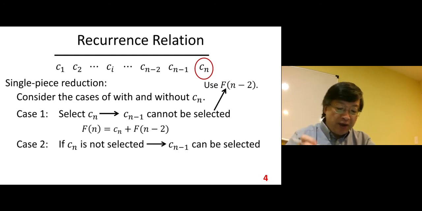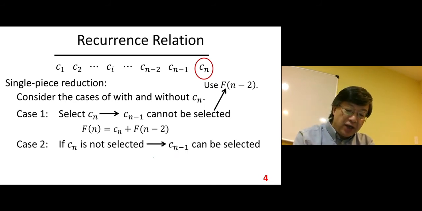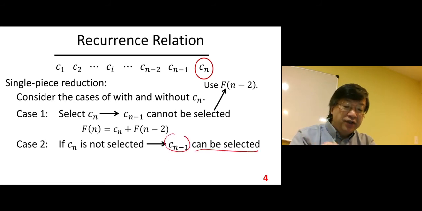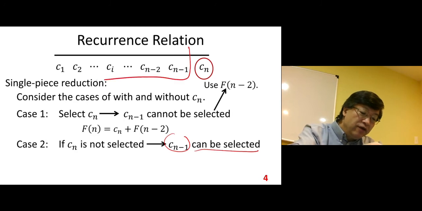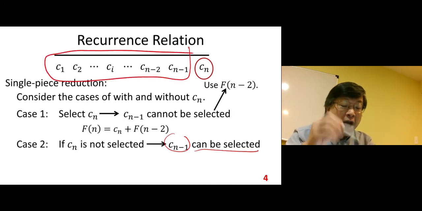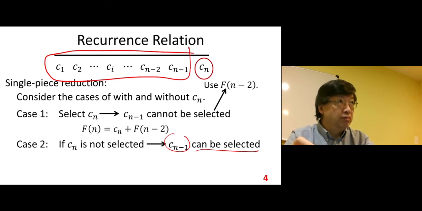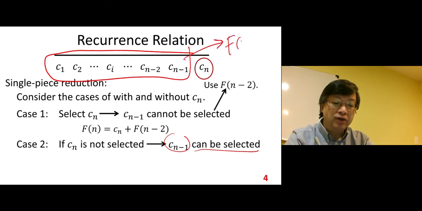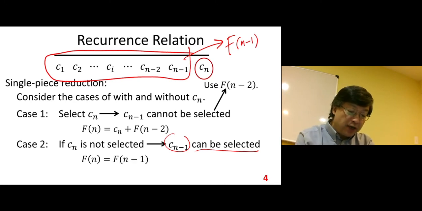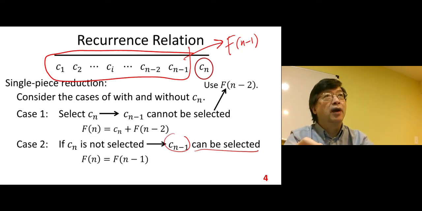But when Cn is not selected, then Cn minus 1 can be selected, right? So then all the first n minus 1 coins can be selected, right? What is the best solution? We have the definition of the subproblem. The best solution, f of n minus 1. So that is, in this second case, f of n equals f of n minus 1.